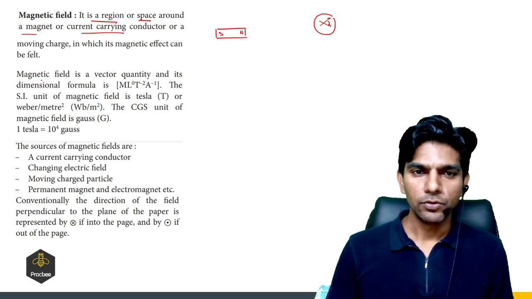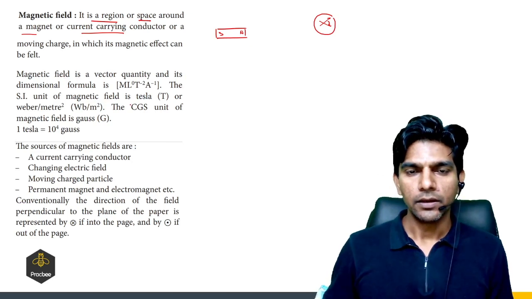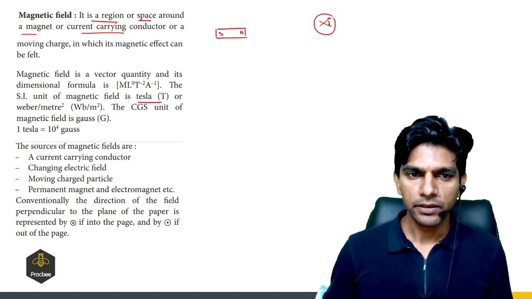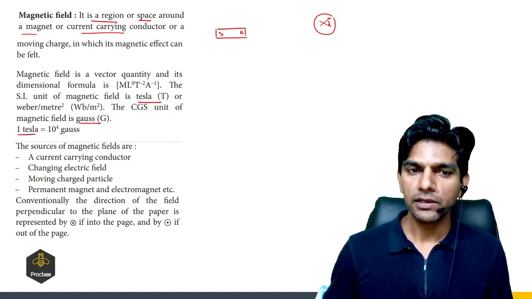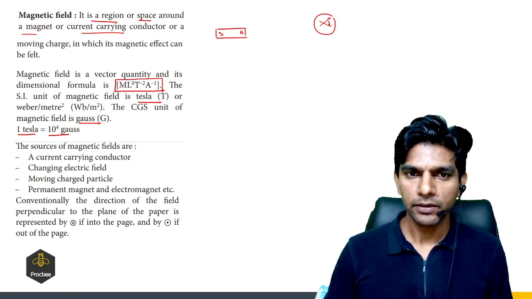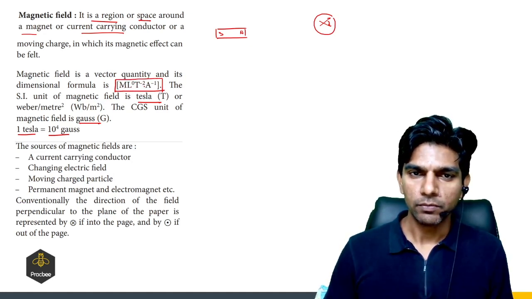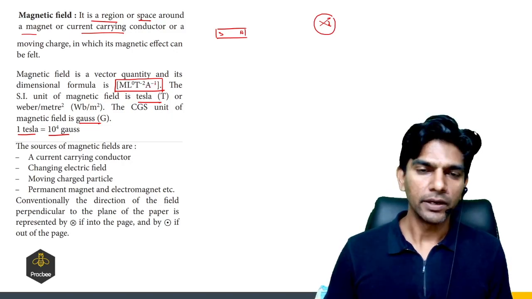Okay, right. So what is the unit of magnetic field? It is measured in Tesla, and its CGS unit is Gauss, and 1 Tesla is equivalent to 10^4 Gauss. And you should also remember the dimensional formula of magnetic field. It is M^1 L^0 T^-2 A^-1.